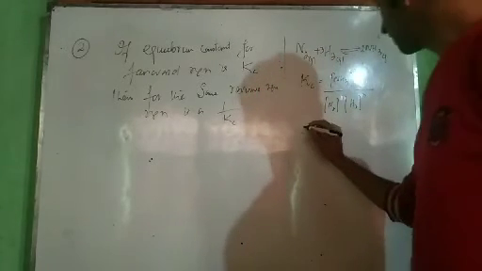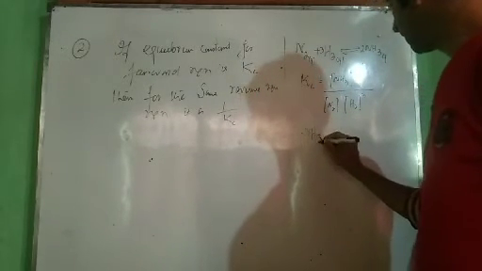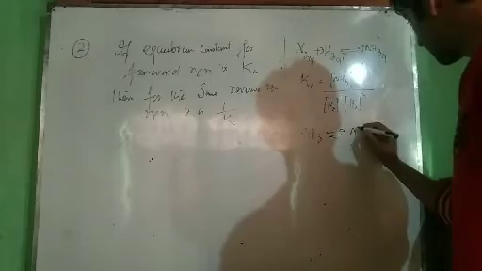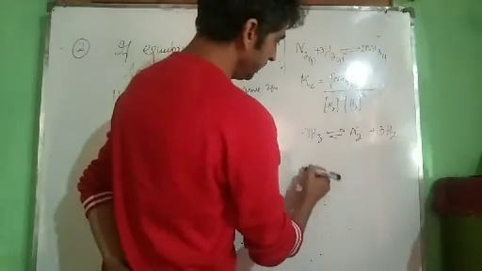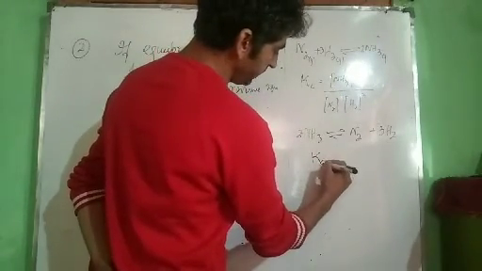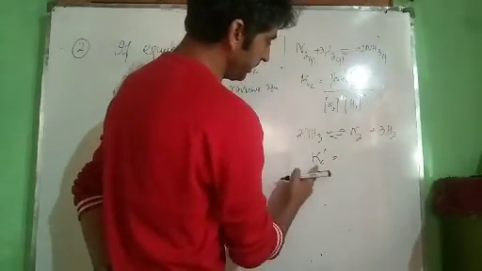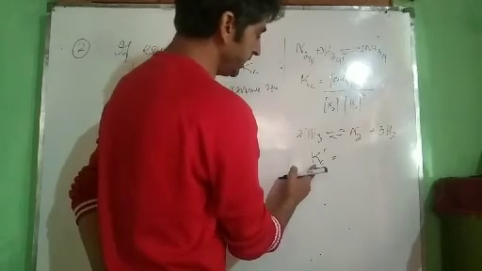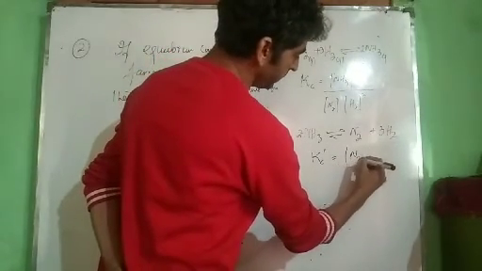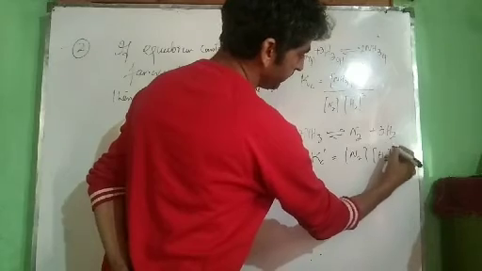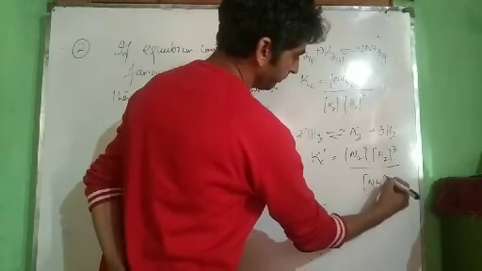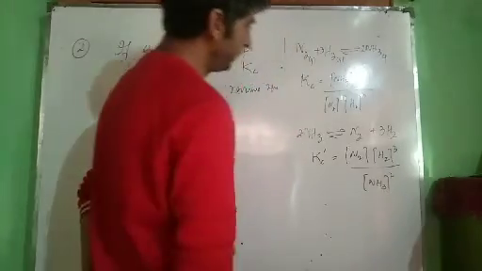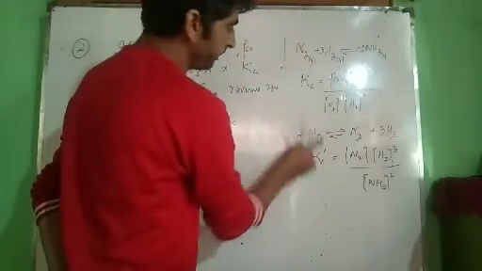If I write this reaction like this, decomposition of ammonia, because it's a reversible reaction, gives nitrogen plus 3 times hydrogen. Now we can write Kc dash for this reaction, another equilibrium constant. It will be equal to concentration of N2 into concentration of hydrogen raised to power 3 divided by concentration of ammonia raised to power 2. Now see the relation between this equilibrium and the other.